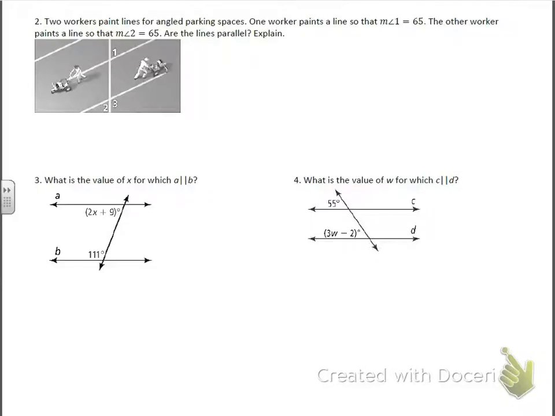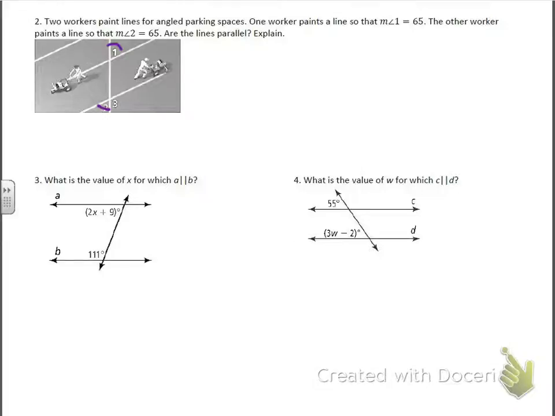Okay, so you guys, for number 2, 2 workers paint lines for angled parking spaces. 1 worker paints a line so that the measure of angle 1 is 65. And the other worker paints a line so that the measure of angle 2 is 65. So these are congruent. Are the lines parallel? Explain. First of all, are the lines parallel?